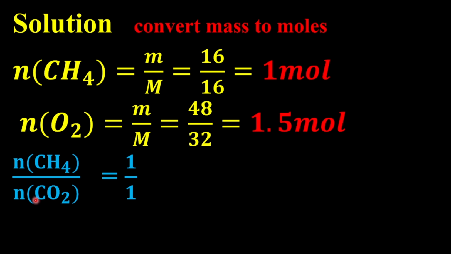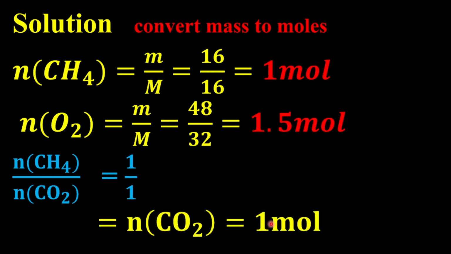So between the product and the first reactant, which is the methane, CH4, we have N of CH4 over N of CO2 to be equal to 1:1. We are looking for CO2 because we want to know the mole of CO2. Knowing the mole of CH4, we can easily insert that here, which is 1. So if you have 1 here, the ratio is 1:1. Automatically, N of CO2 will give you 1 mole. So take note of that.